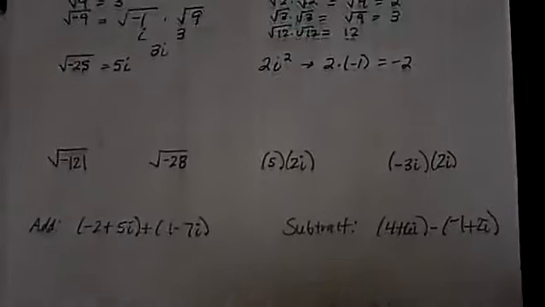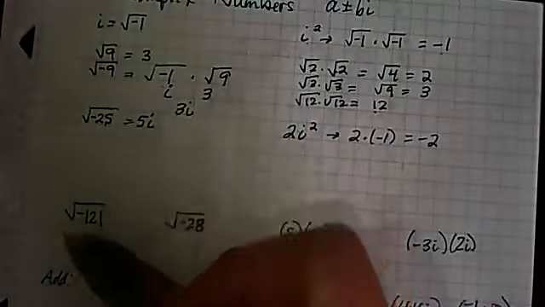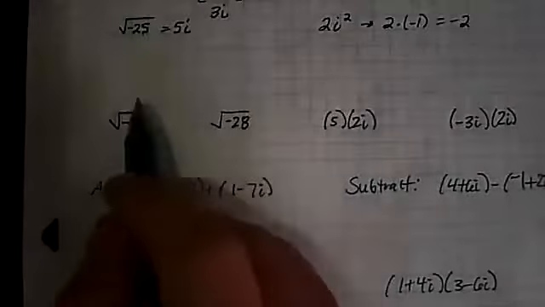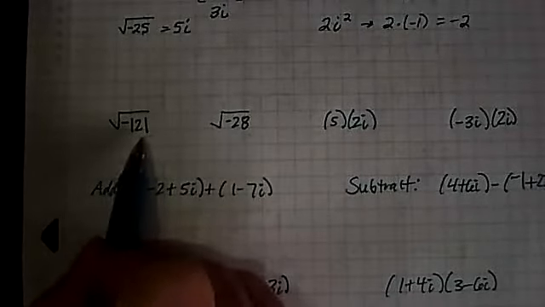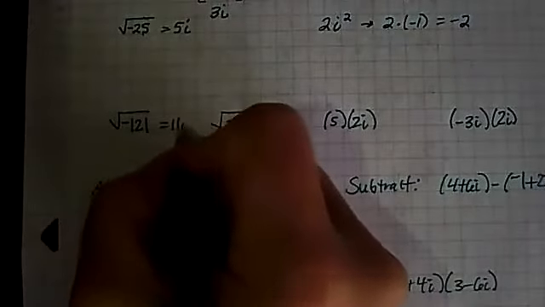All right, so let's move on down here to continue simplifying from where we started up here. So the square root of negative 121. Well, this is a perfect square and it's 11, right? And so this is our i. So this just comes out to be 11i.